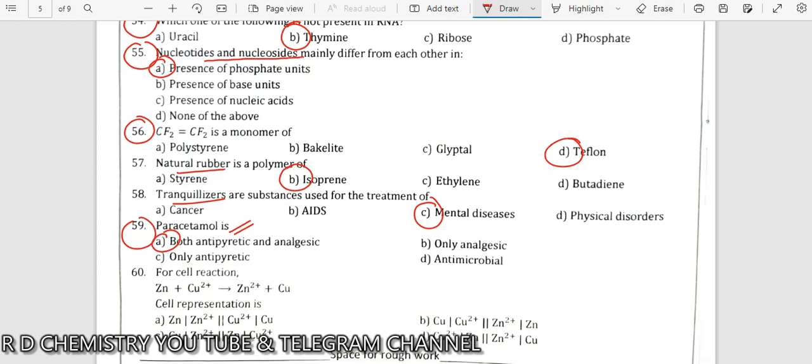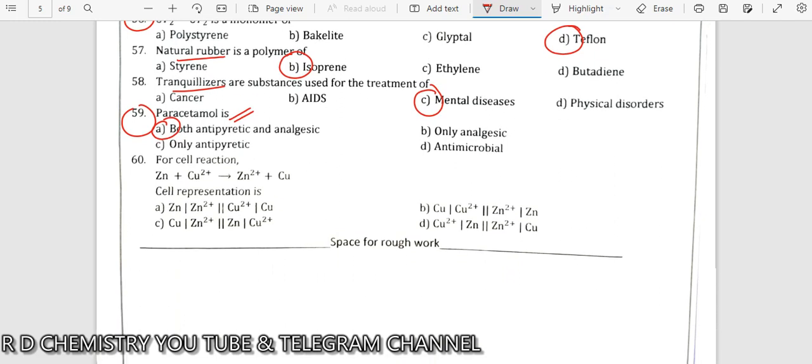Question number 60, the last question here, is the cell reaction from the electrochemistry, and the answer is option number A. Right?